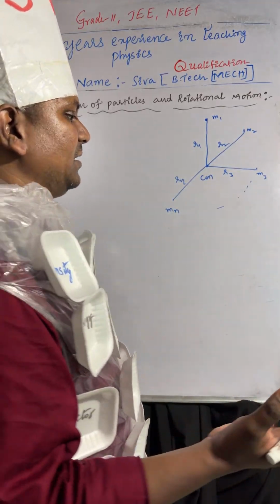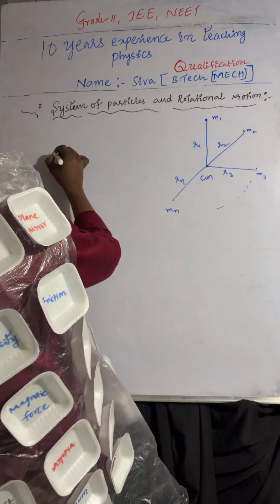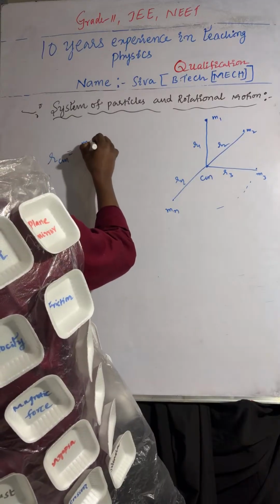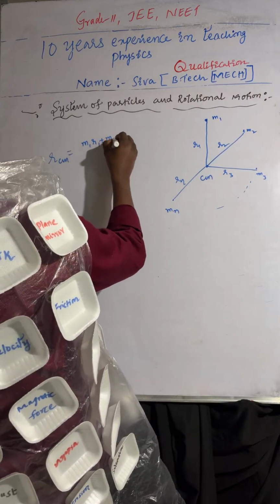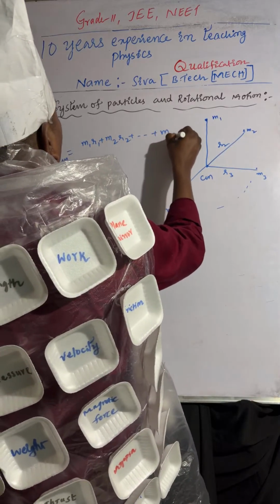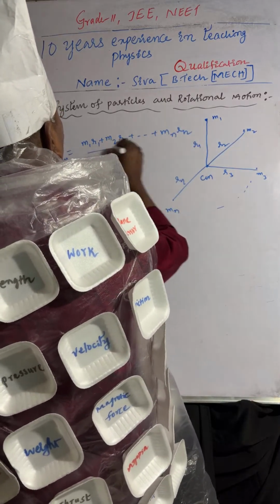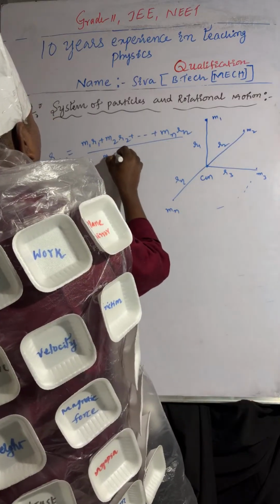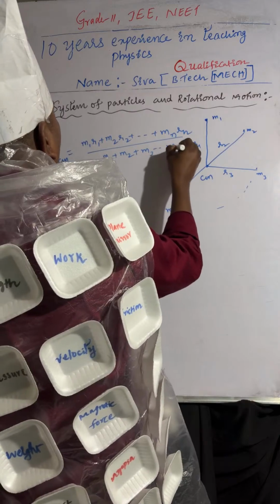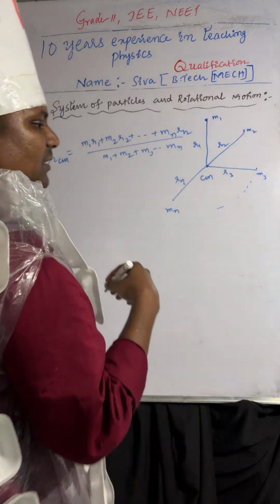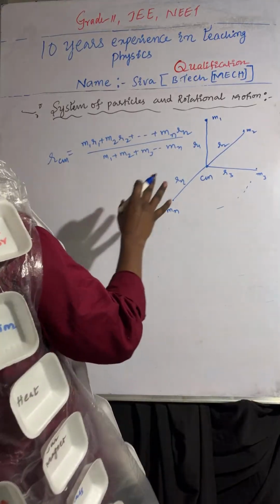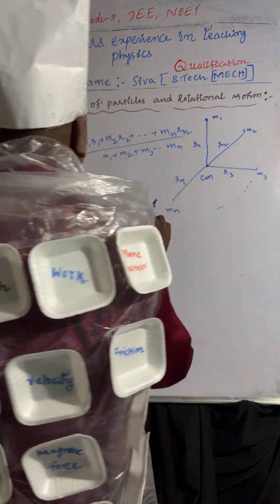If n number of particles are considered, then the position of center of mass, RCM, equals M1 R1 plus M2 R2 and so on plus Mn Rn, divided by M1 plus M2 plus M3 and so on Mn. So likewise you have to consider. Understood or not? RCM is the position of center of mass.